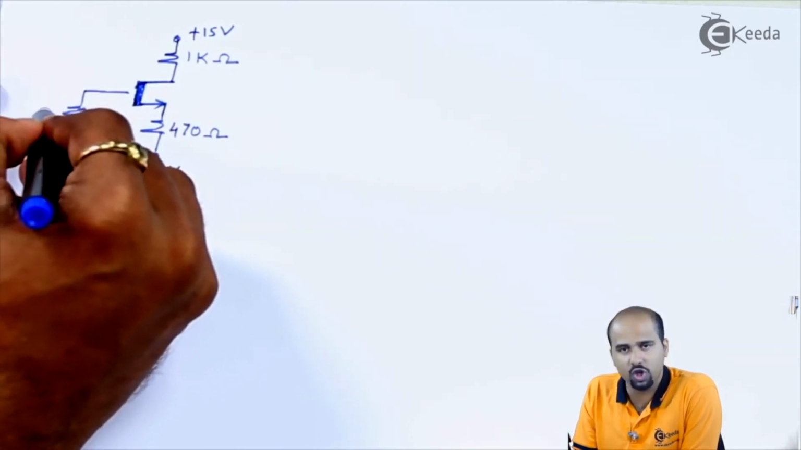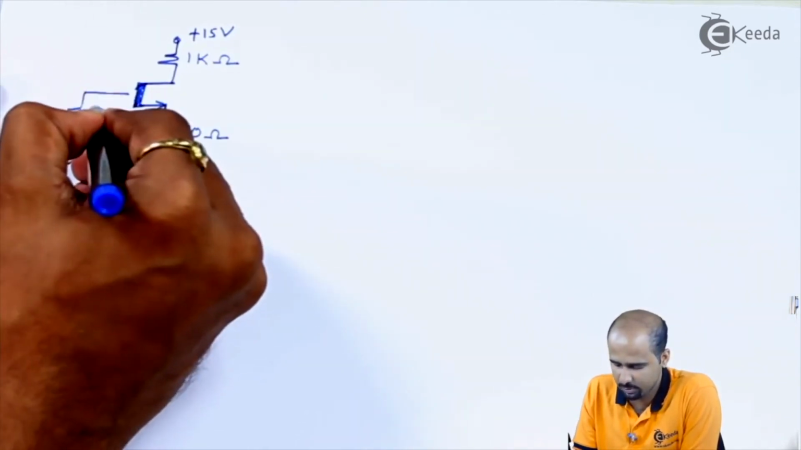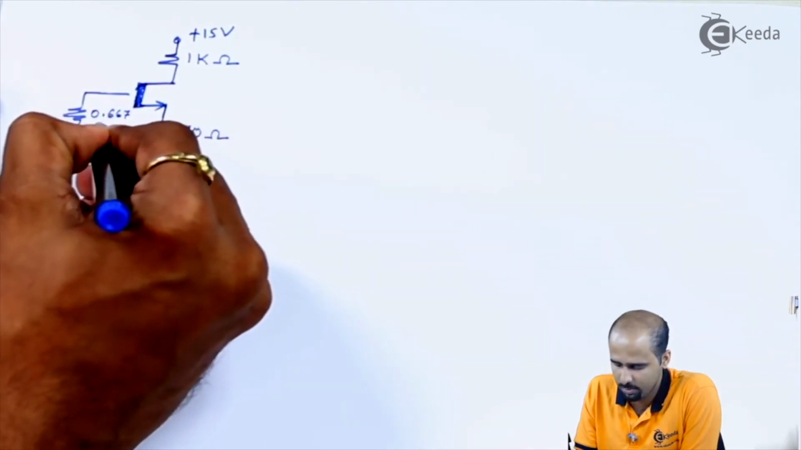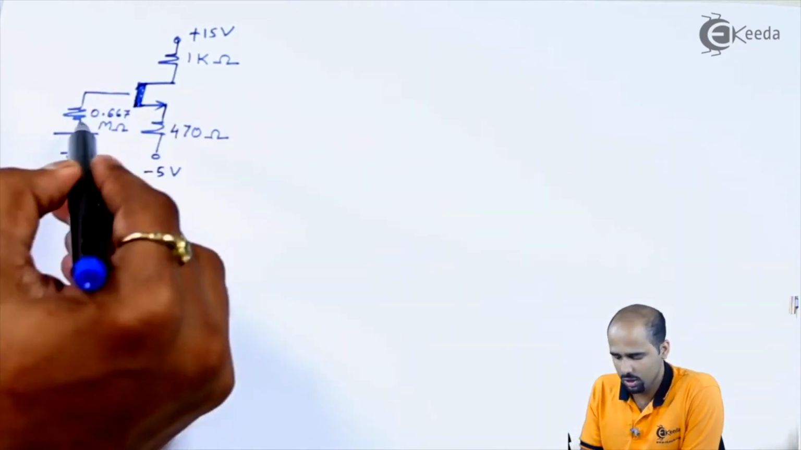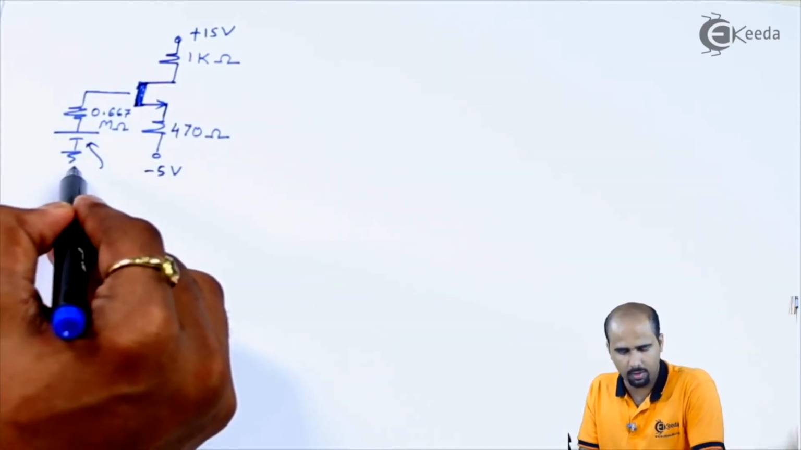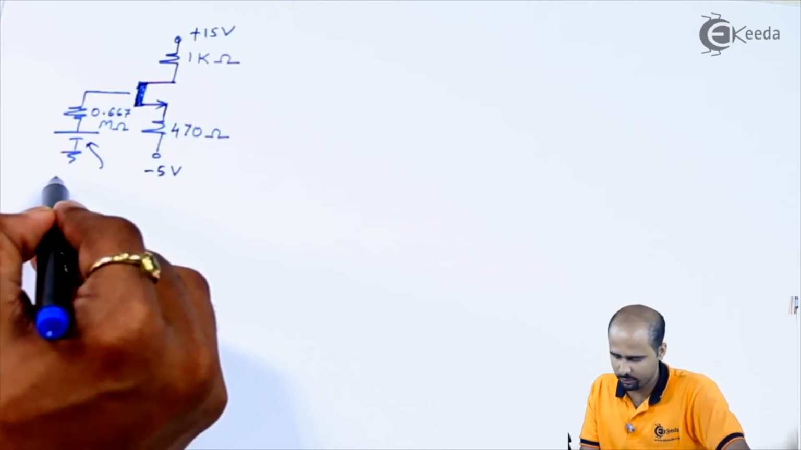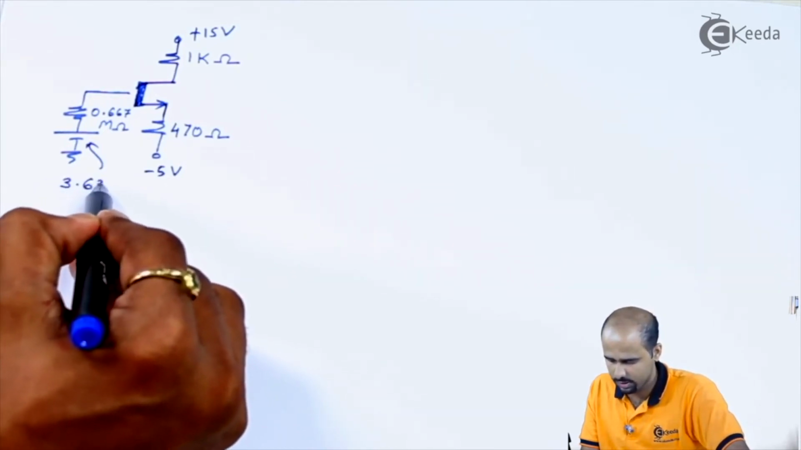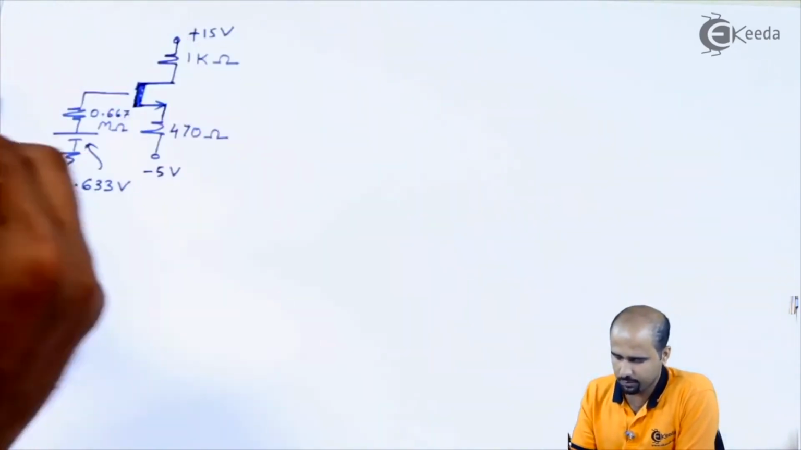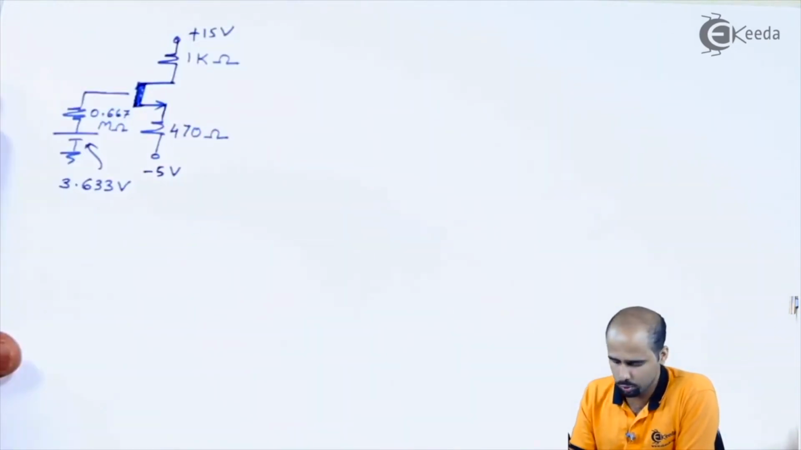Whatever value we have got at the RTH, that is nothing but your RG, which is 0.667 mega ohm. Okay, value of VTH is nothing but that value of VTH we have got, 3.633 volts. Okay, now we will proceed further for actual step number 2, right?